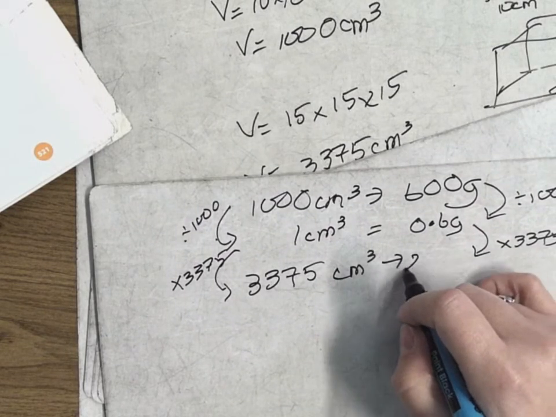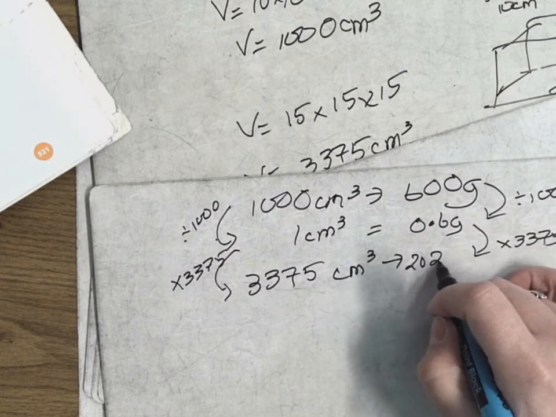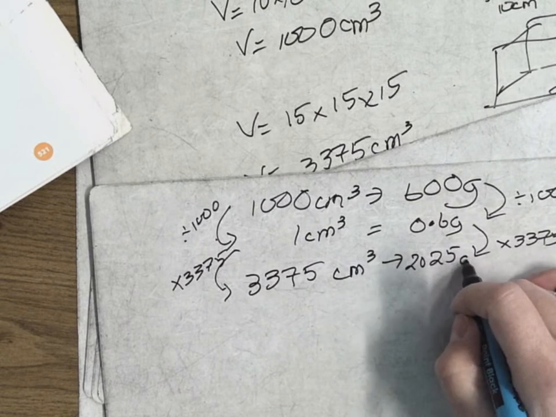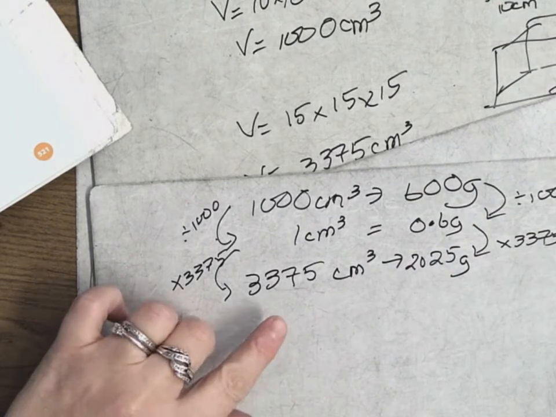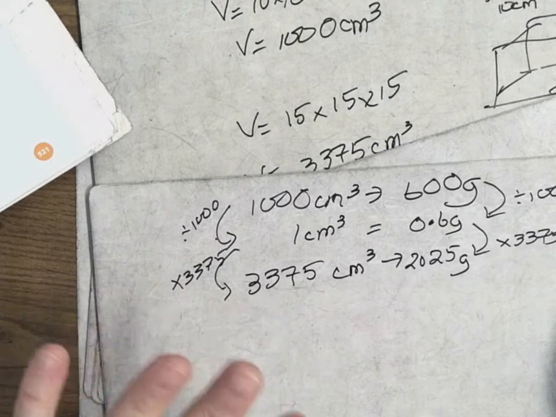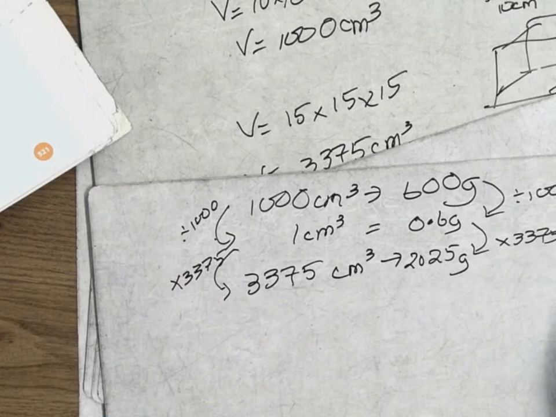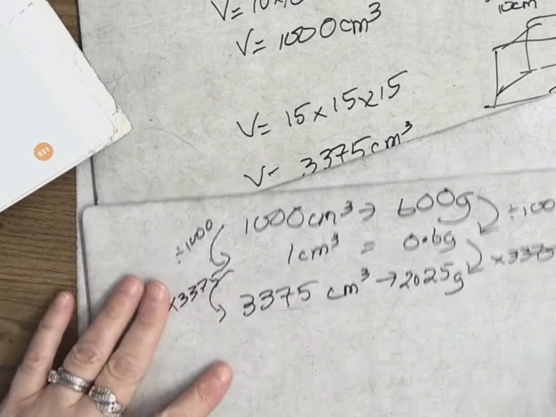2025. Say that again. 2025. 2025 grams. Is that okay? Girls, that's a bit of ratio and proportion from third year. Don't worry, I won't do that to you right Friday week. Okay? But that's how you do it.